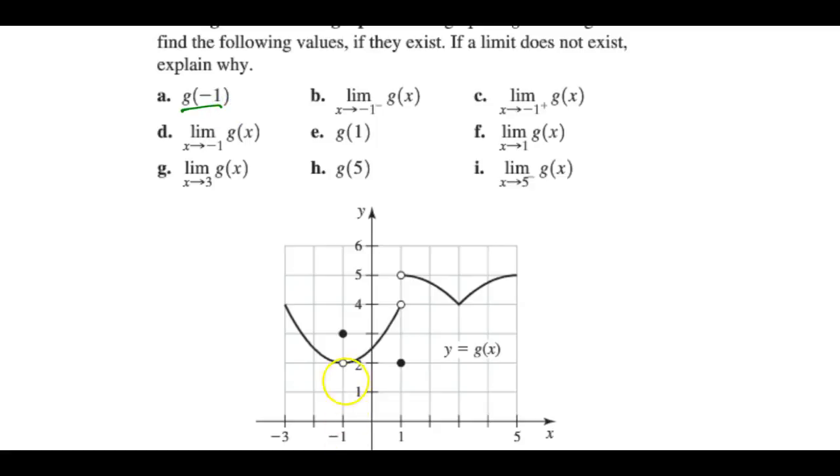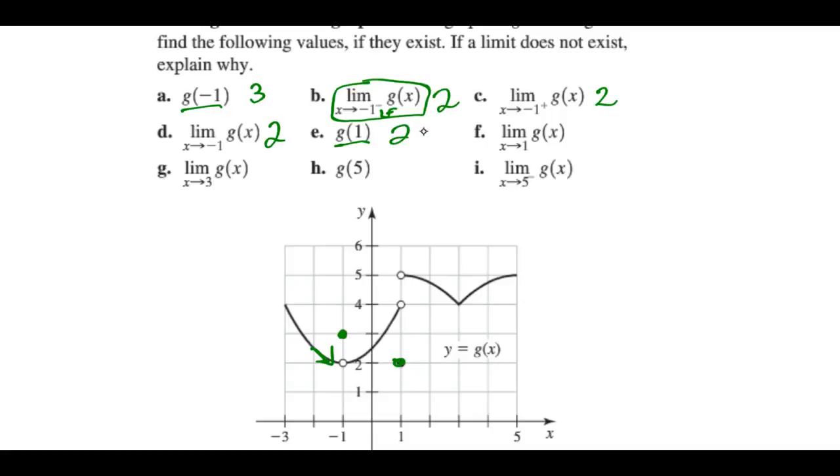This says what's the function at -1? And again, it's not the open dot, it's this closed dot, so I would say 3. Part B says, what's the limit as x approaches -1 from the left? So here's -1 approaching from the left. Looks like it's a 2. Part C is -1 from the right, and it's also a 2. -1 for the g function is a 2. G at 1 is also 2.